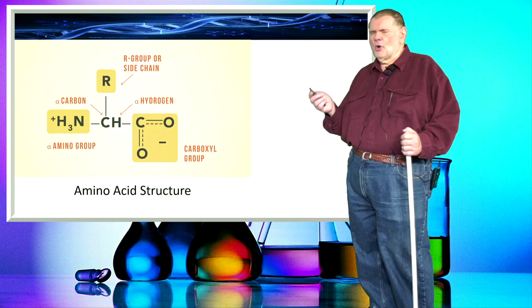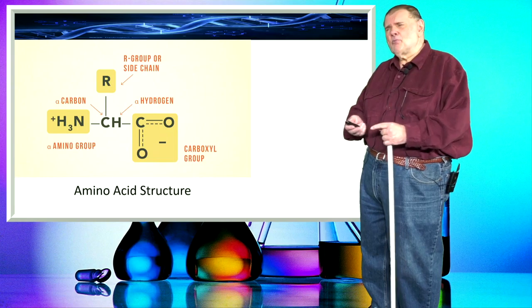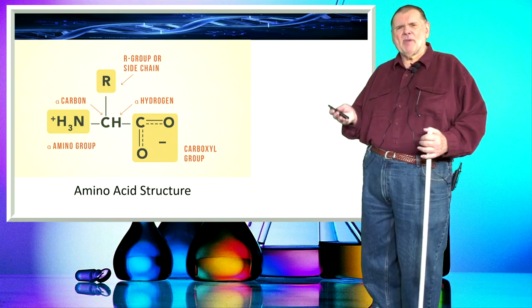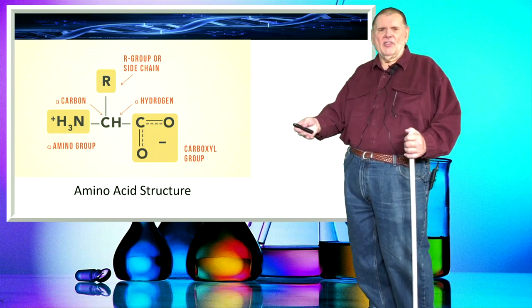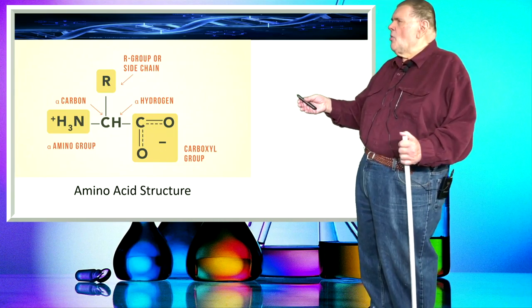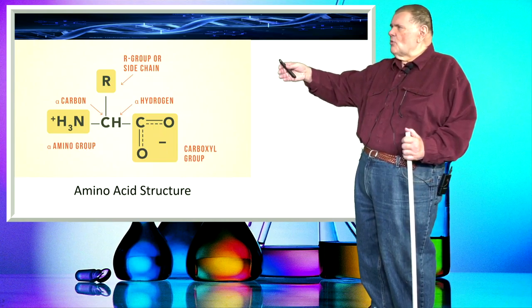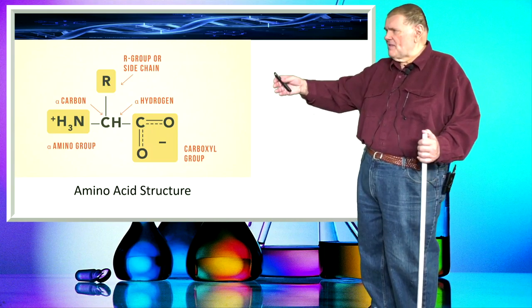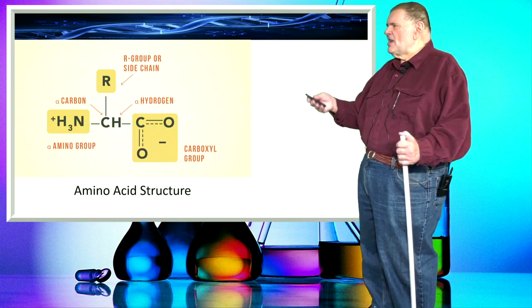So the purpose of this is to form polypeptides by putting together amino acids. All the amino acids have the same basic structure. We have an amino group, which is the H3N ion. We have a central carbon with a hydrogen on it. Also on that central carbon is a carboxyl group, meaning the acid part. So we have the amino group and the acid group to make an amino acid.